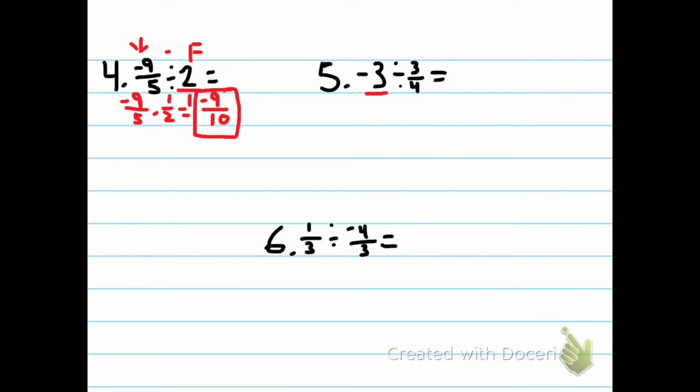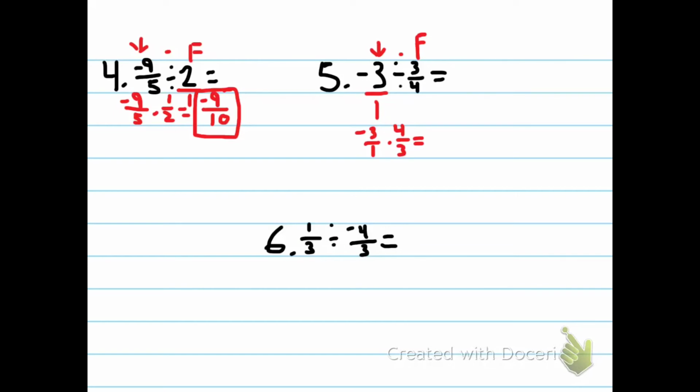So for number 5, -3 divided by 3/4. Remember to add your 1. So you keep this fraction, change the sign, and then flip this fraction. So negative 3 over 1 times 4/3. Before we actually do the math, let's see if there's a greatest common factor. There is, so let's just go ahead and simplify it right now.